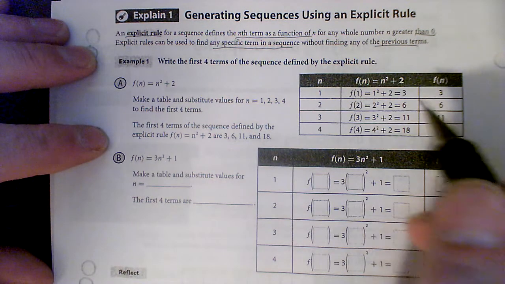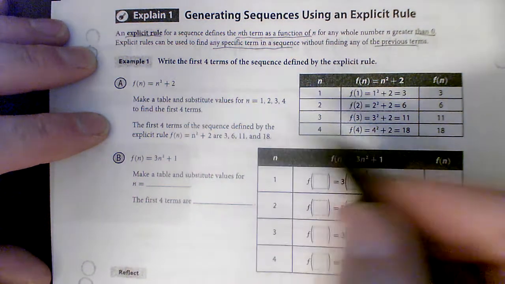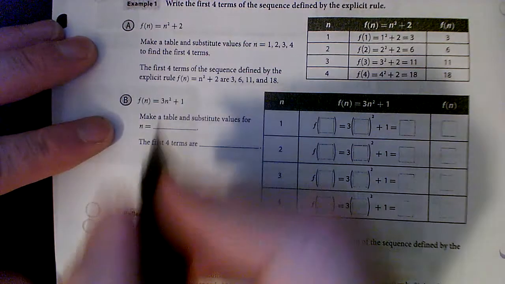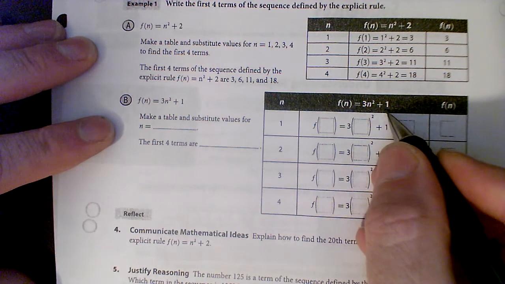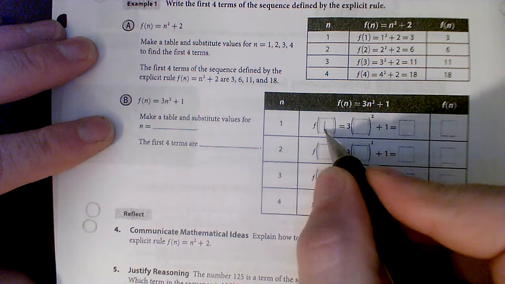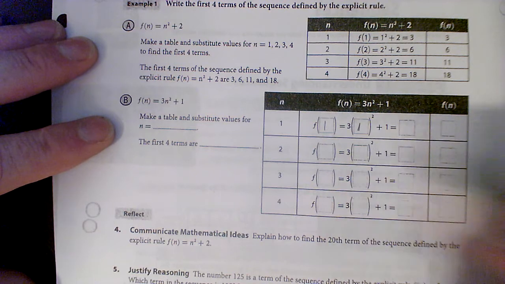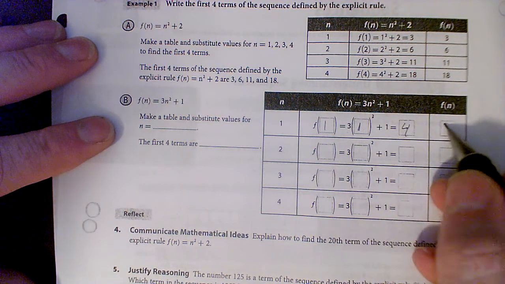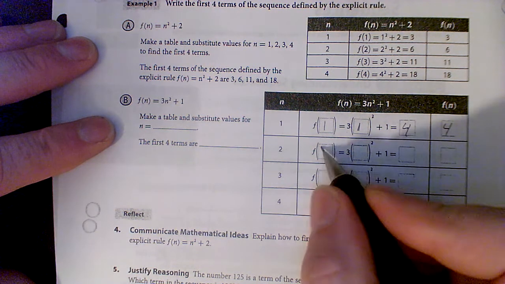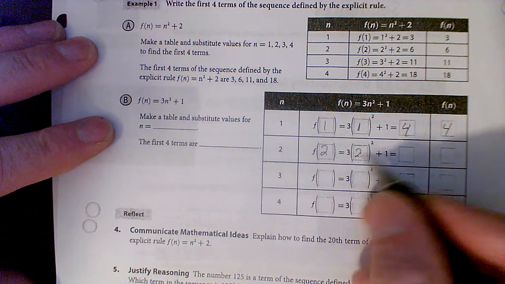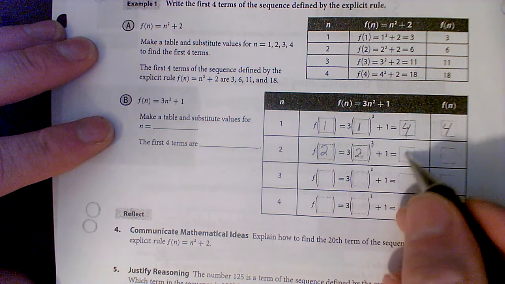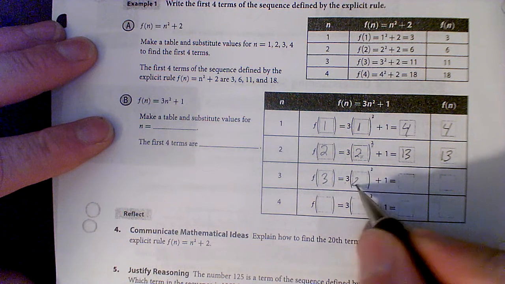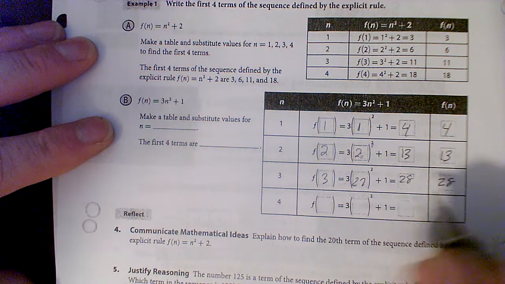So if we write the first 4 terms, all we've really got to do is take our function and plug it in. Likewise down here, if we made a table of values for 3n squared plus 1, I could plug in 1 for all my n's: 1 squared is 1, times 3 is 3, plus 1 is 4, and I get my output. I can plug in 2: 2 squared is 4, times 3 is 12, plus 1 is 13. Likewise, I could plug in 3: 3 squared is 9, times 3 is 27, plus 1 is 28.